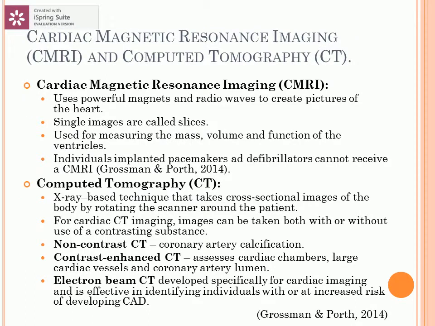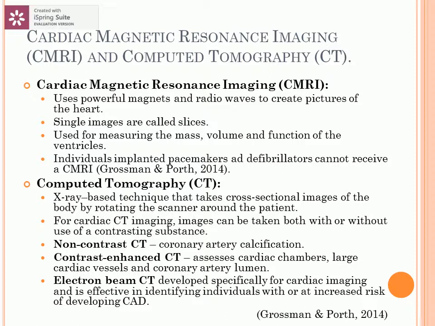So next we have cardiac magnetic resonance imaging, so cardiac MRI and computed tomography. So cardiac MRI uses powerful magnets and radio waves to create pictures of the heart. Similar images are called slices in these, and they're used for measuring the mass, volume and function of the ventricles. Individuals implanted with pacemakers and defibrillators cannot receive an MRI.